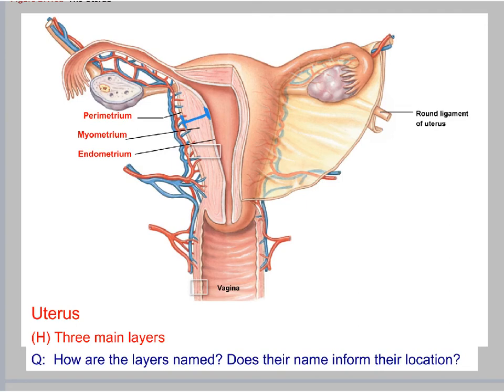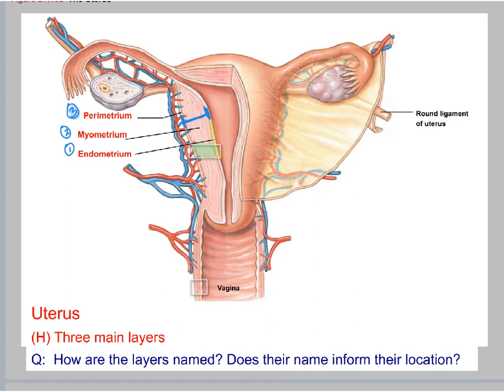So the innermost one is called the endometrium. That's going to be, let me get the highlighter out, this layer right here, the innermost layer. And then the next layer is the muscular layer, and that's called the myometrium. And that myometrium is, of course, that middle layer of smooth muscle that you see here. And then on the outside, the externalmost layer is what we call the perimetrium.